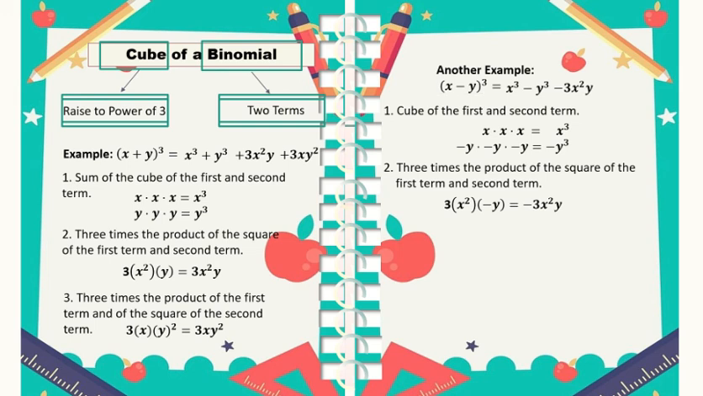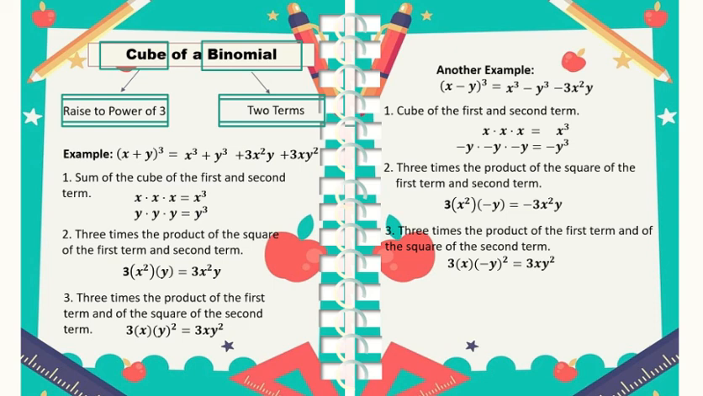Next, step 3, 3 times the product of the first term and the square of the second term. 3 times x times negative y squared is equal to positive 3xy squared. So the answer for quantity x minus y cubed is equal to x cubed minus y cubed minus 3x squared y plus 3xy squared.